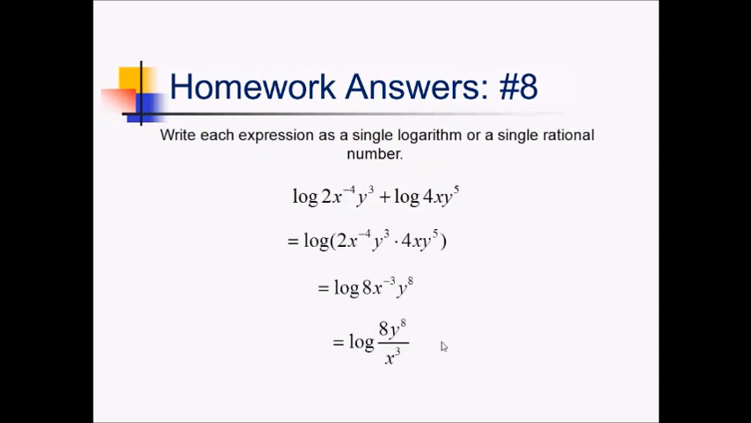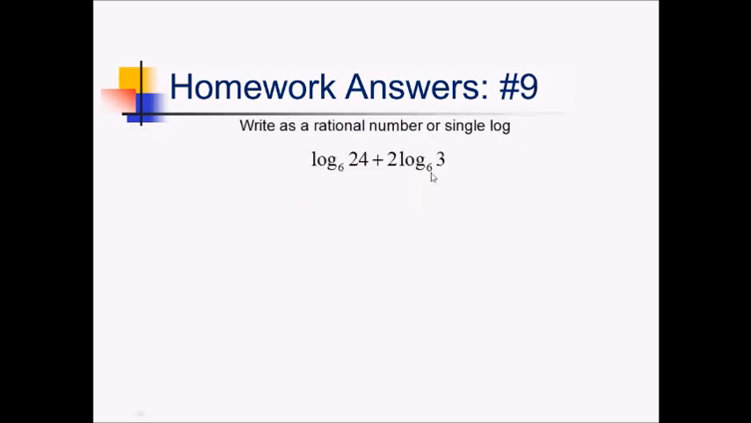For this problem, I want to rewrite this expression as a single log or rational number. Let me start by popping this 2 in as an exponent on the 3. Next, I'm going to turn this addition of logs into multiplication of the things inside. So I've got log base 6 of 24 times 9. And what is 24 times 9? Well, let's see. That's going to be 180 plus 36, which is 216. Log base 6 of 216, I'm asking, what do I have to raise 6 to get 216? That's going to be the 3rd power, so I can simplify this to just simply 3.